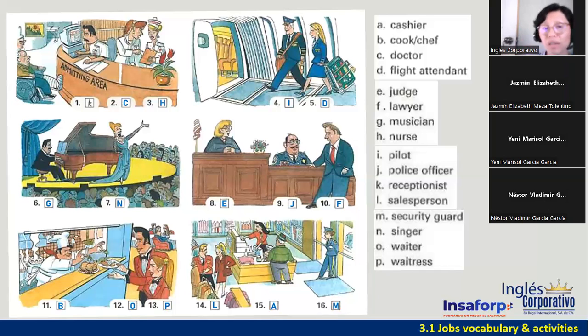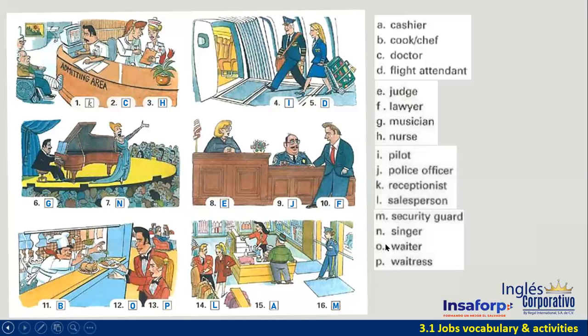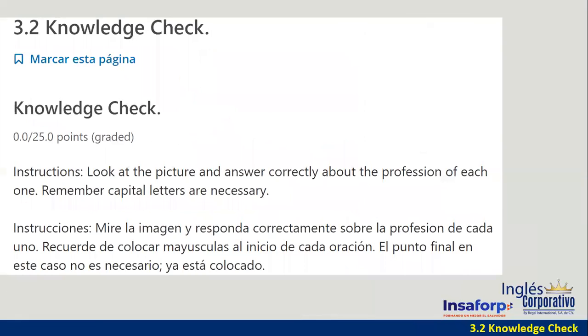Y ahí, en ese sitio web que yo les pasé, ahí van a encontrar más en inglés y en español, ¿de acuerdo? Así que revísenlo. Let's move on here to the next one, okay? Here in 3.2 we have a knowledge check. It says instructions, look at the pictures and answer correctly about the profession of each one. Remember, capital letters are necessary.